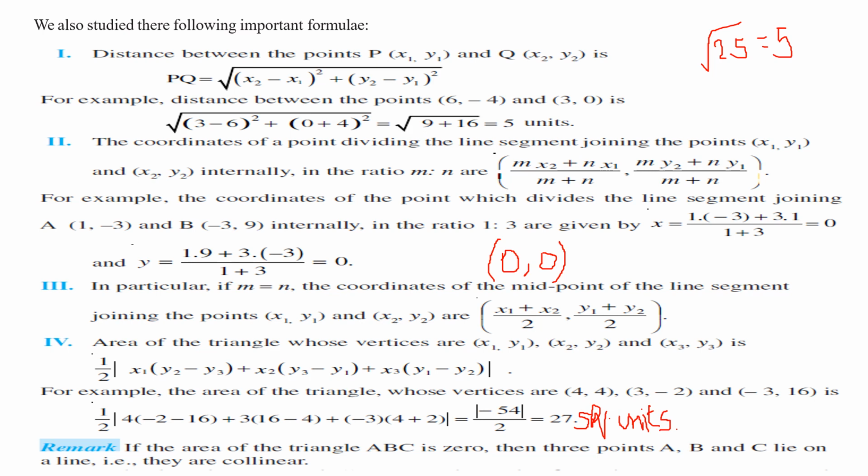Okay, my children, you have learned this point also in the earlier class. So remark: if the area of the triangle ABC is 0, then the 3 points A, B and C lie on a line, that is, they are collinear. Remember this point, my children. To show that 3 points are collinear, we can use this point: the area of the triangle formed by the given 3 points is equal to 0. Okay, my children, understood this point?